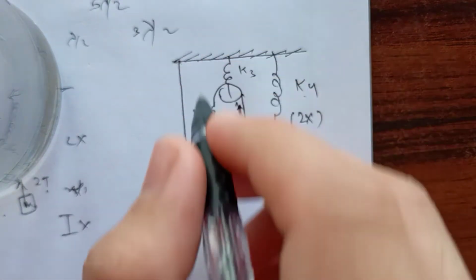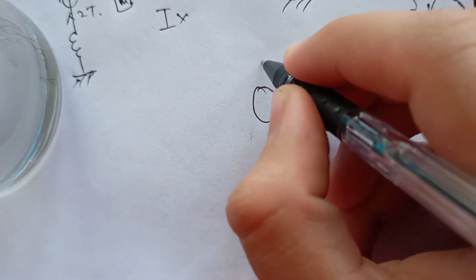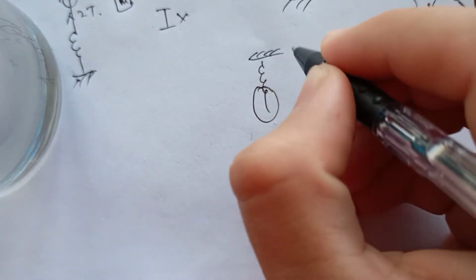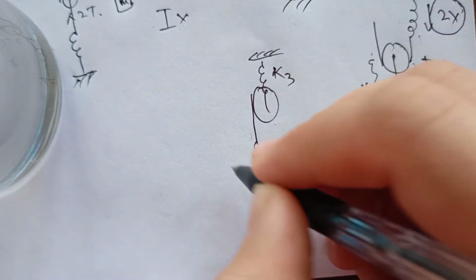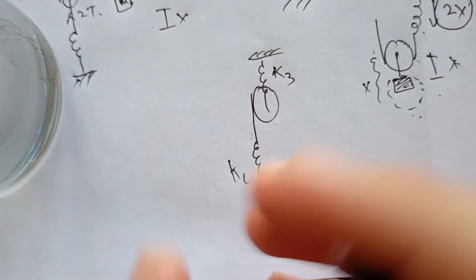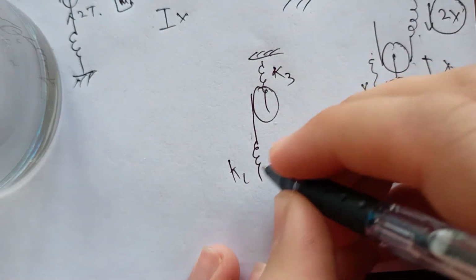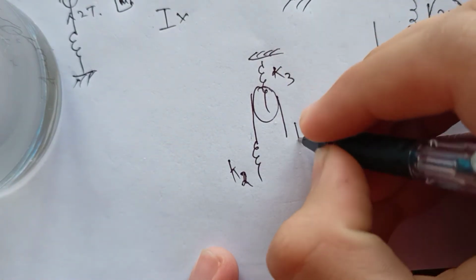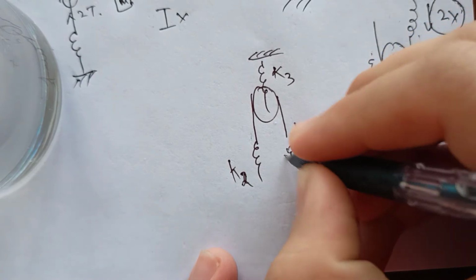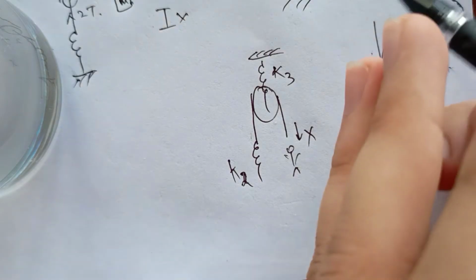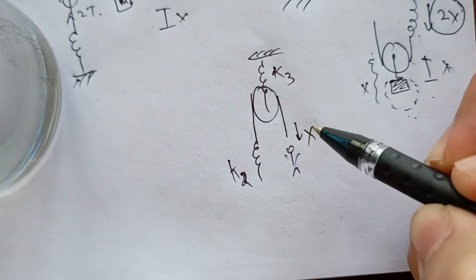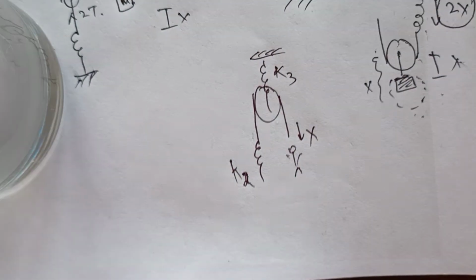Now let us see this arrangement. I'll draw the arrangement here. We are given a spring which is k3, and then we have a spring k2, and then there is some purpose, so we will discuss that later on. And suppose I am here and I am pulling this by distance x, you can understand it like this only, that I am pulling this by x.